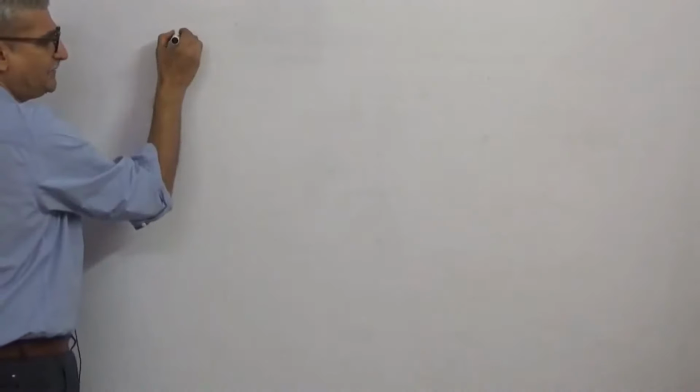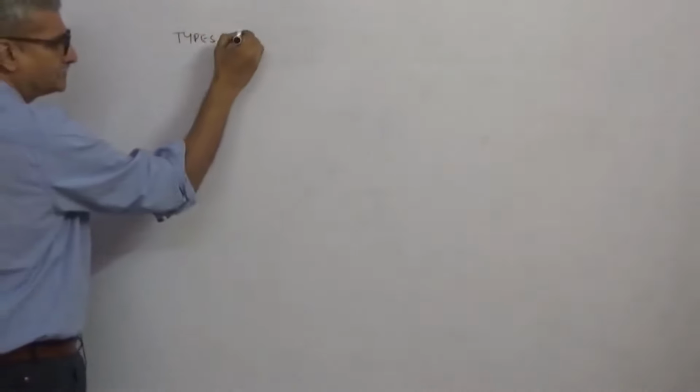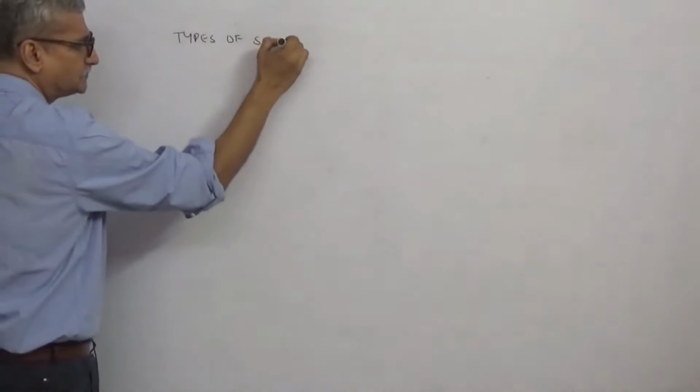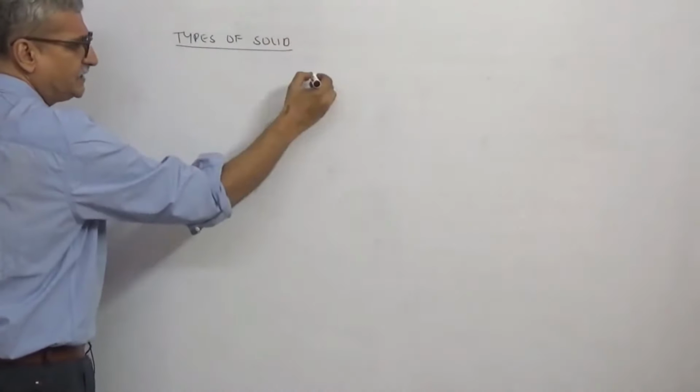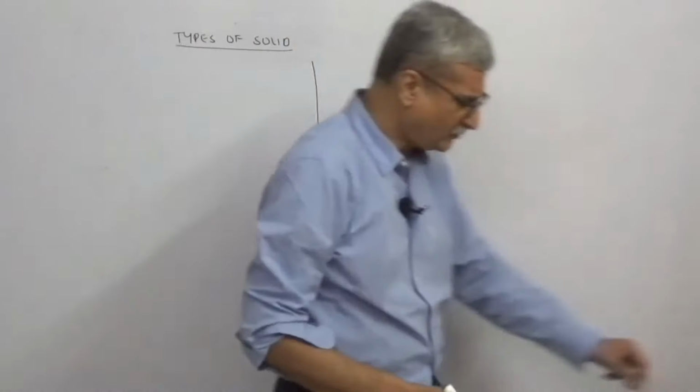Now we come to types of solid. This itself is a 12th standard question which they can ask. Oh, we have the foot ruler over here.